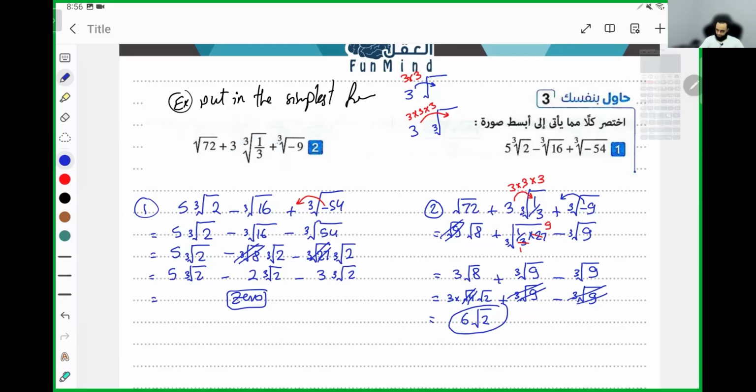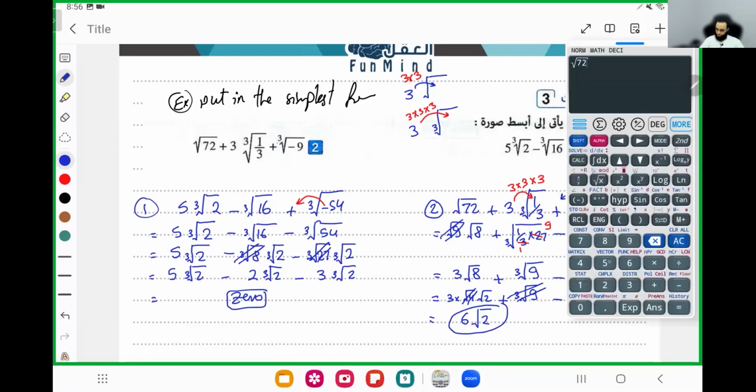Let's check the answer. Root 72 plus 3. Shift square root 1 over 3 plus shift square root negative 9.